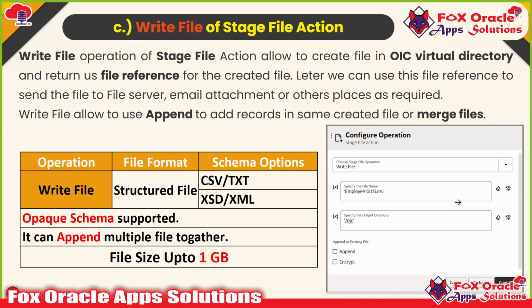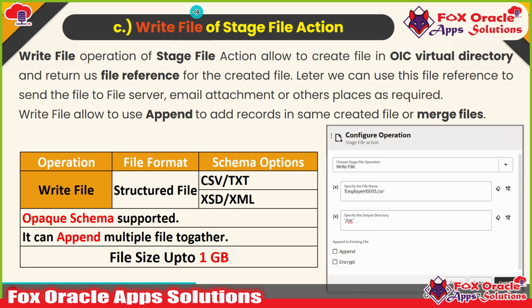Now the next operation we have is the write file operation of a stage file. The write file operation allows us to create a file in OIC. And when we talk about creating a file in OIC, it means that the write file operation is going to create the file in the OIC virtual directory, not on the file server. So first we will create the file in the OIC virtual directory using a stage file. Then we will use FTP connections. With the FTP connection we will use the write file operation, so that the specific file which we created in the virtual directory will be moved to the file server. So that's the concept. A stage file is not working with the file server. Using a stage file, we are performing operations on files in the OIC virtual directory only. To work on file server files, we have FTP connections.